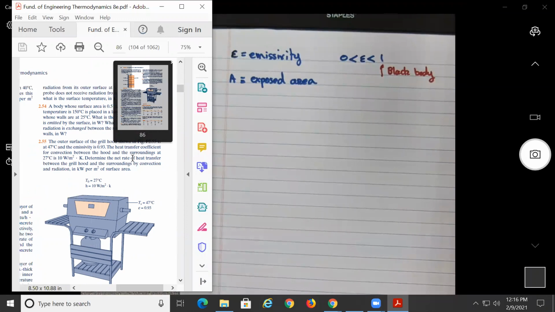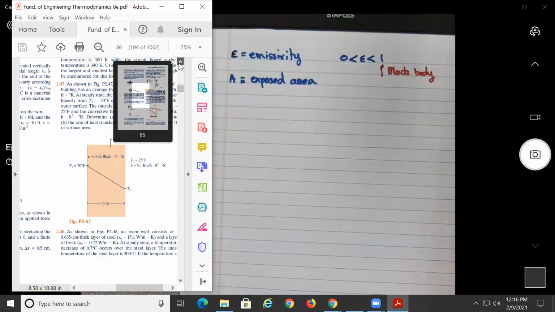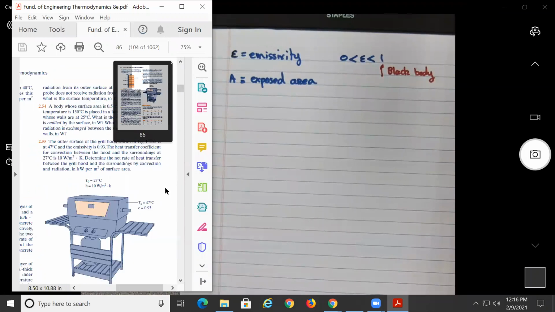Okay. The outer surface of the grill, as shown in the figure, I think it means is at 47 degrees Celsius, and the emissivity is 0.93. The heat transfer coefficient for convection between the hood and the surrounding at 27 degrees Celsius is 10 watts per meter squared Kelvin. Determine the net rate of heat transfer between the grill, hood, and the surrounding by convection and radiation in kilowatts per meter squared of surface.